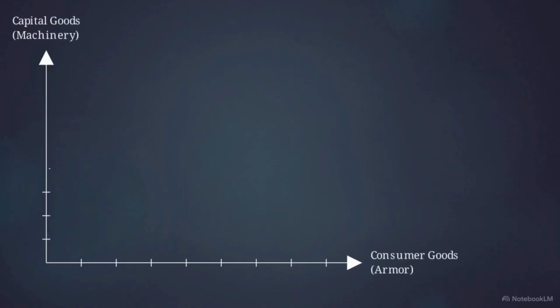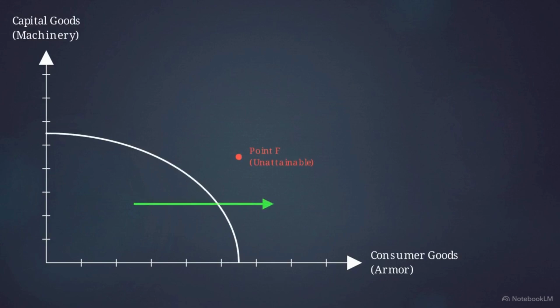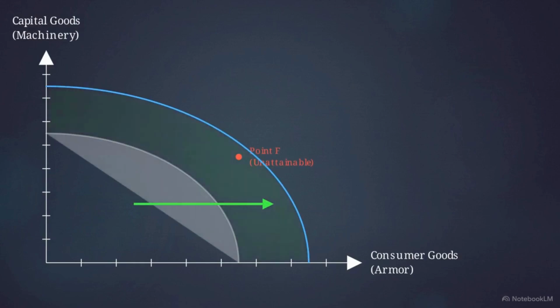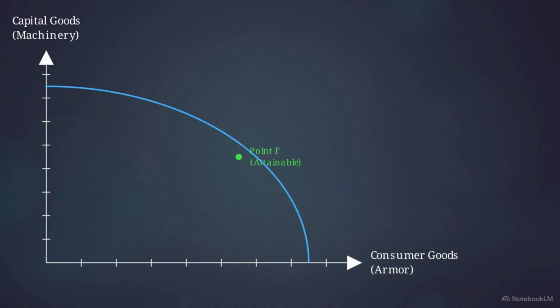When these advancements occur, the entire production possibility curve shifts outward to the right. It expands the area of the graph, engulfing the previously unattainable point F. This expansion is what economists define as potential economic growth.